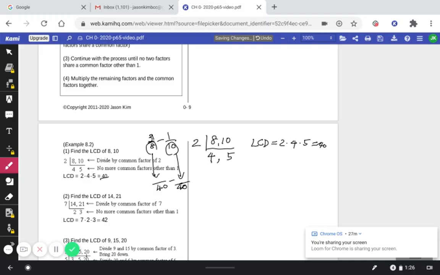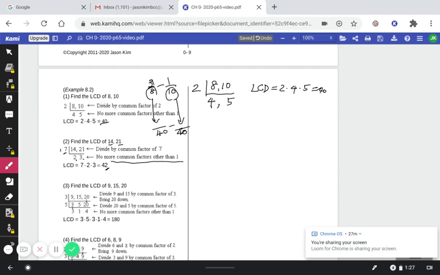So find the LCD of 14 and 21. So 14 and 21 have 7 as a common factor. So 14 divided by 7 is 2. 21 divided by 7 is 3. And there is no more common factor other than 1 on this level. So you multiply 7 with 2 with 3, which is 42. So this is how you find the LCD by using the division method or cake method.